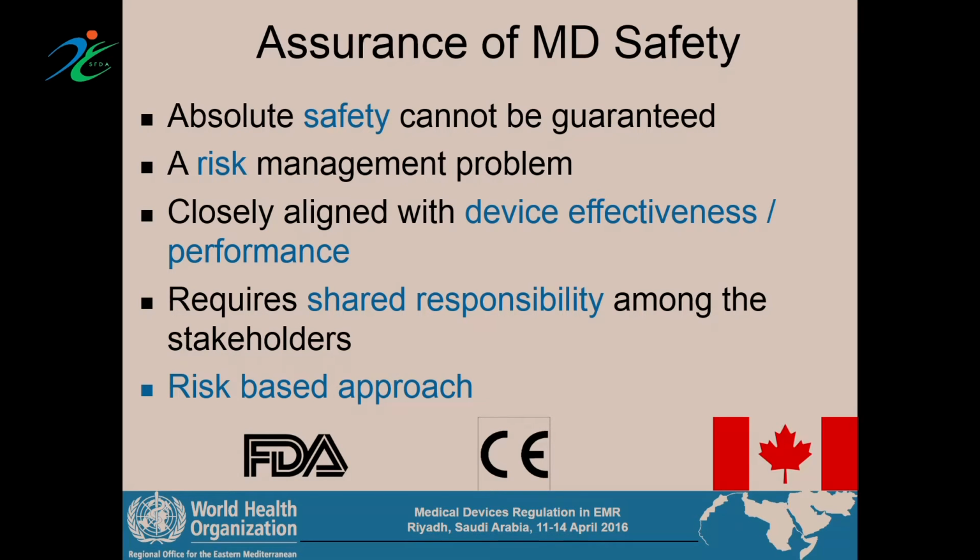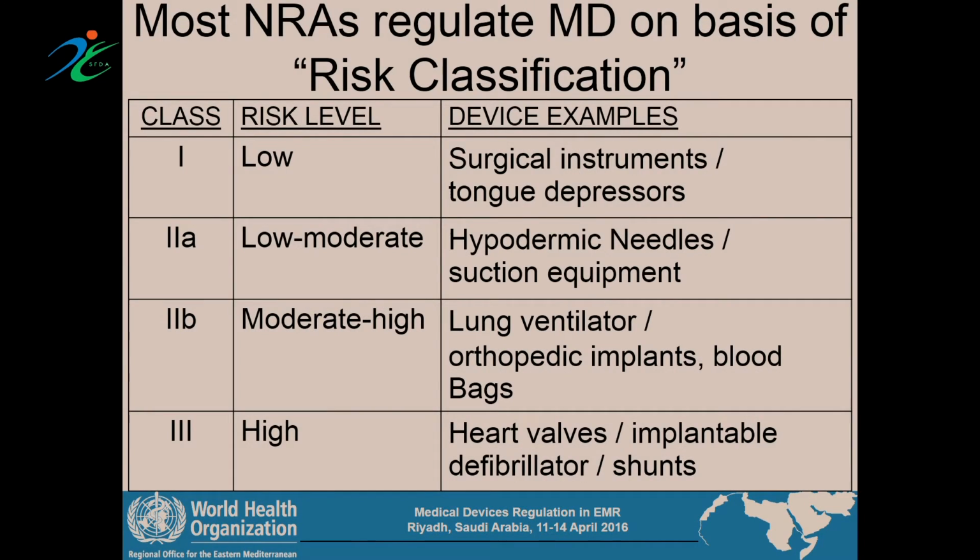So, based on the risk, the Global Harmonization Task Force, now called IMDRF, has put 4 classes of devices that we can regulate with. The lowest is the low-risk devices, and then low-moderate, and then moderate-high, and then high-risk devices. Class 1, 2A, 2B, and 3.